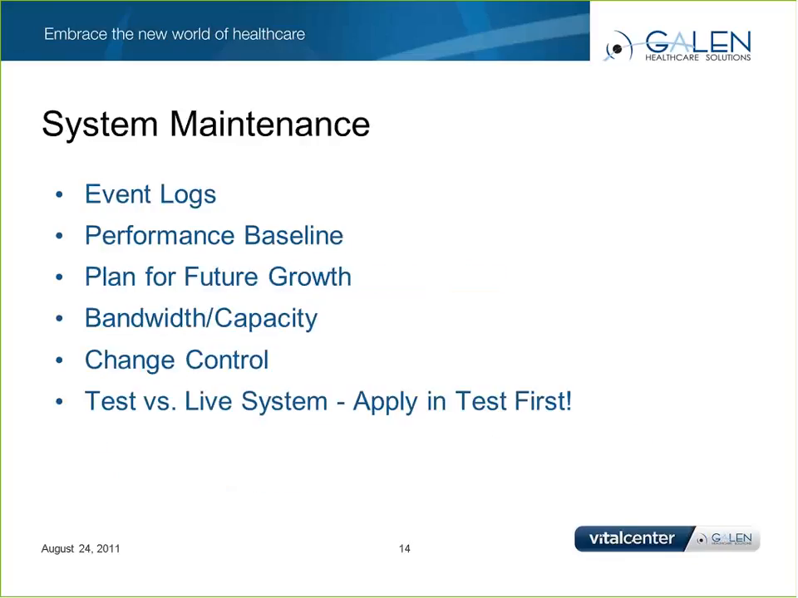Just a brief agenda as we get into the system maintenance portion of this. We're going to talk about event logs and their importance, performance baselines, and setting up and scheduling performance monitoring. It's important to plan for future growth. We'll talk a little bit about where that comes into play and how to manage that. Bandwidth capacity, in terms of bandwidth from any remote sites getting to the data center. We'll talk a little bit about change control and test versus live systems. Always apply and test first.